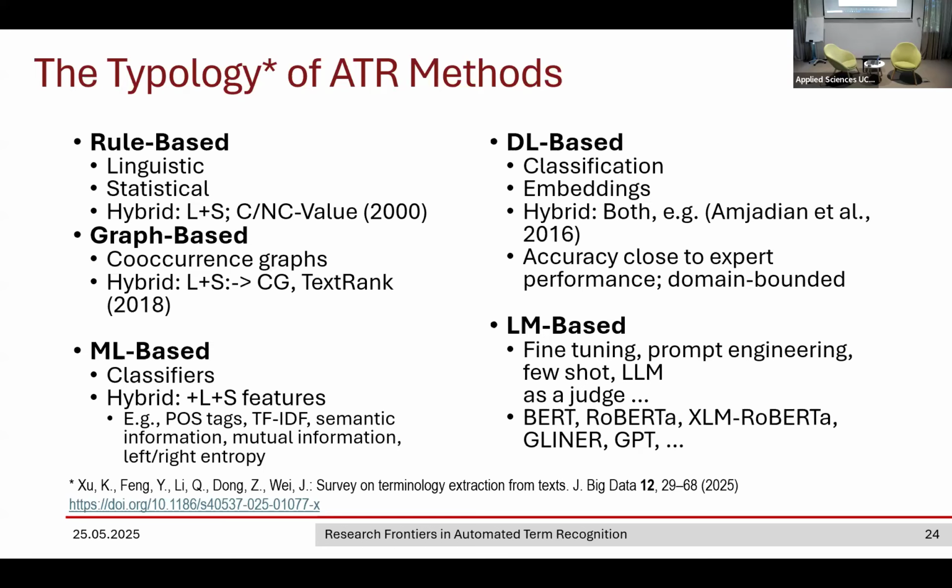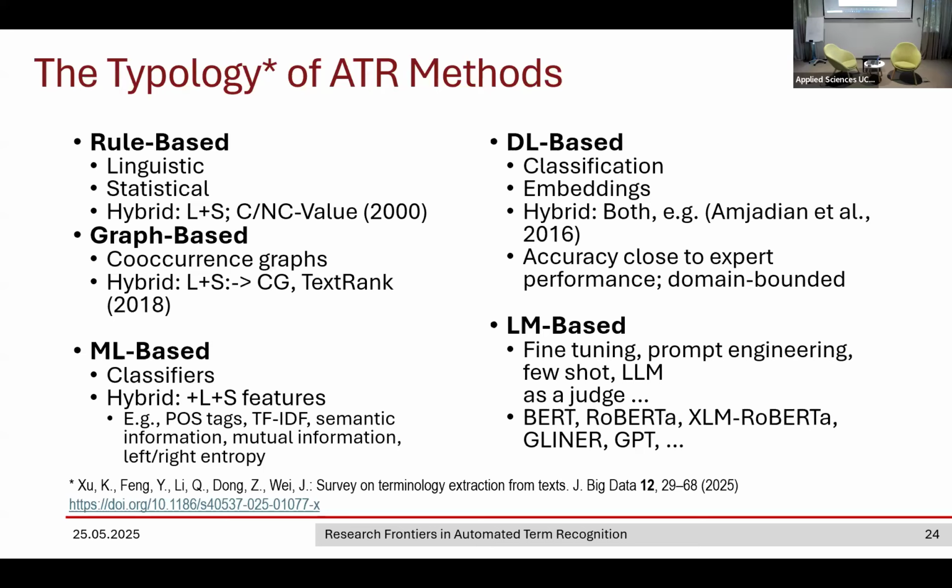DL-based is also a classification approach, which uses embeddings mainly at sentence level or at document level. And it also could be hybrid using both classification and embeddings in one bundle, like Amajdian's paper in 2016. So the good thing is that the accuracy of deep learning-based methods has been close to expert performance.